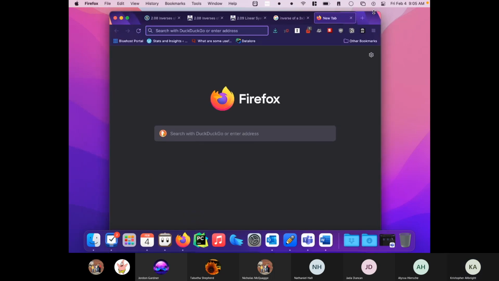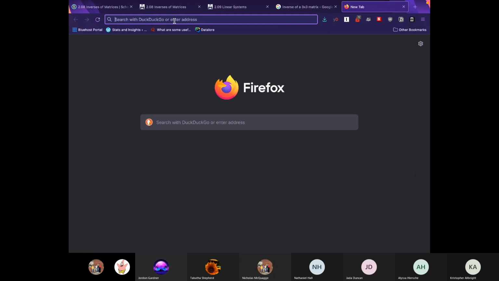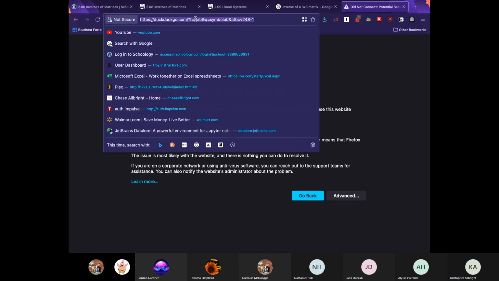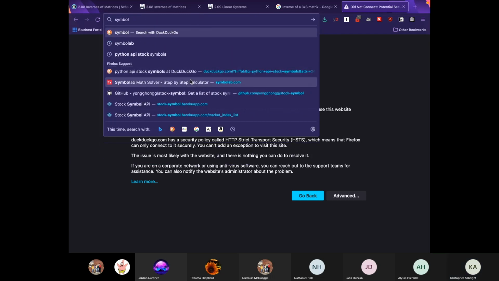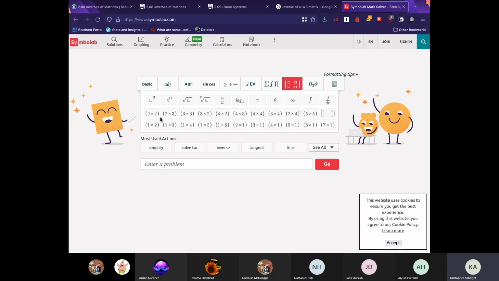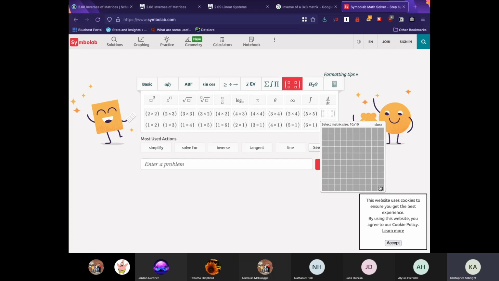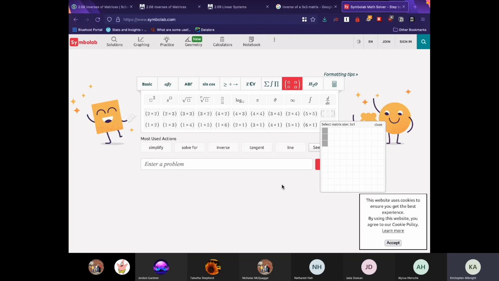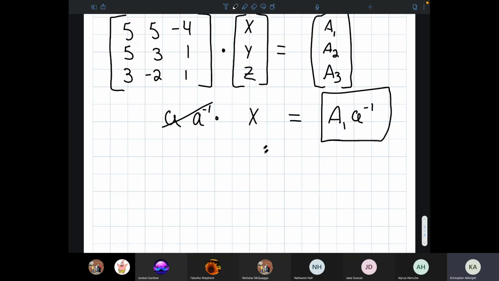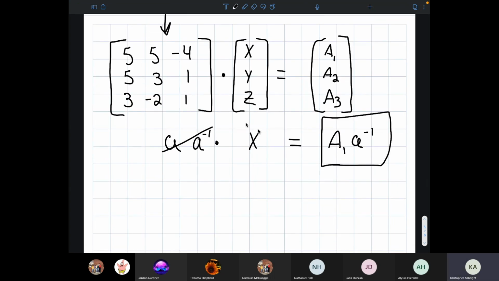So if we go to Symbolab, there is a matrix button right here. You can choose your size, or you can click this and make your matrix whatever size you want, up to 10 by 10. If you're working with 10 by 10 matrices, you're doing some serious work. So we are looking for, I believe, a 3 by 3 for this.